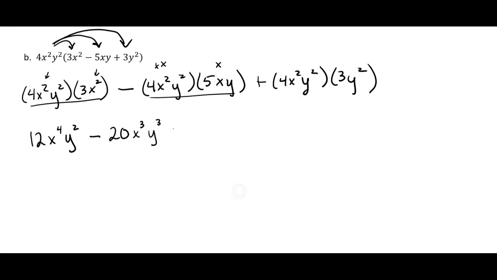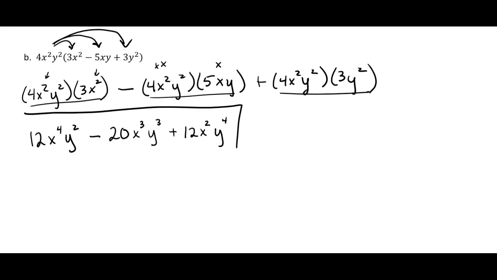Okay. Plus, and now we're going to do this one over here. So 4 times 3 is 12. I've got the x squared, and then it's going to be y to the fourth. And so that's what it would be multiplied out. It'd be a trinomial, because there are 3 terms now. 1 term, 2 terms, 3 terms. Okay? All right.